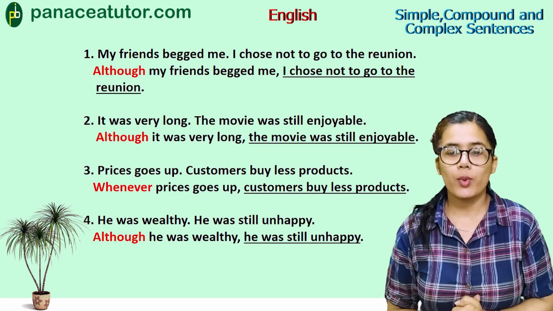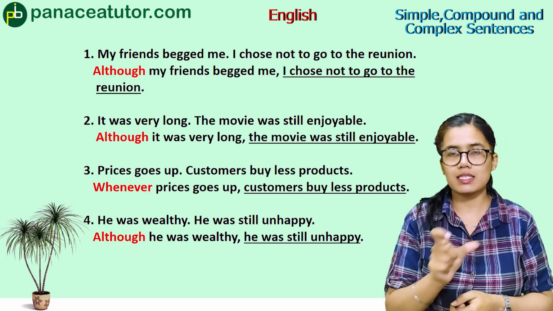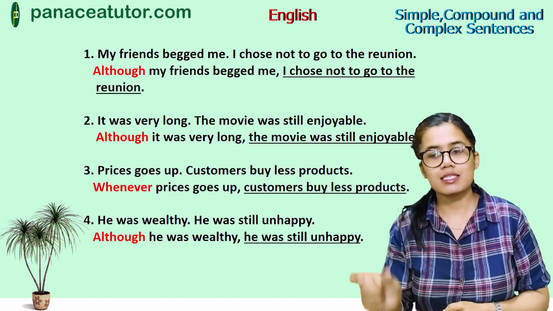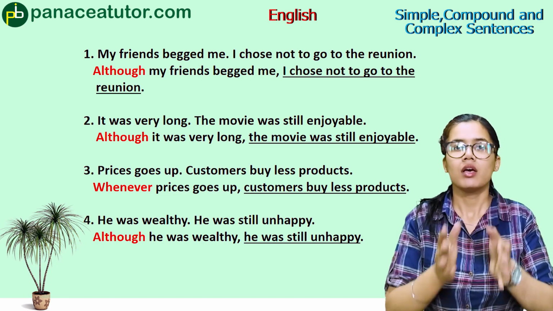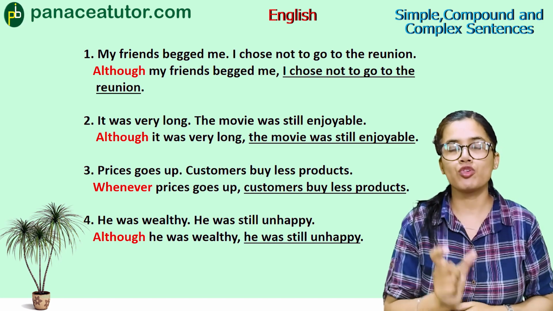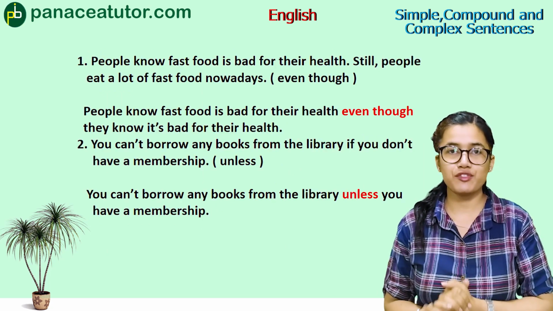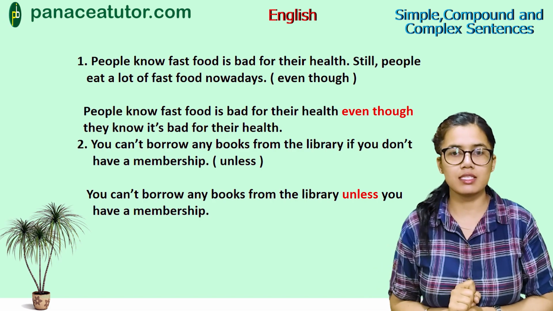Next, he was wealthy, he was still unhappy. So our complex sentence will be, although he was wealthy, he was still unhappy. Although he was wealthy is our dependent clause, and although is our subordinating conjunction. So here are two sentences for your practice. Make a complex sentence of these two sentences.